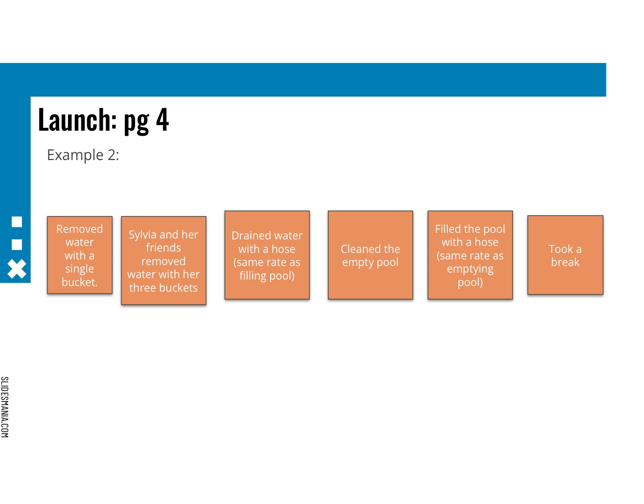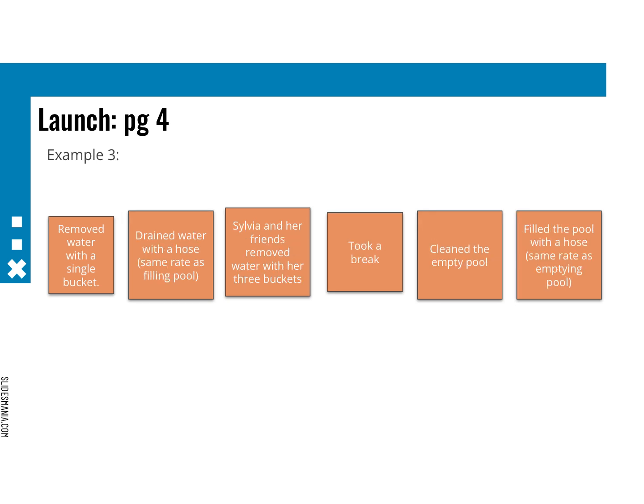Here's example number 2. She removed the water with a single bucket, and then she and her friends decided to move the water with 3 buckets. Finally she drained the water with the hose because it was taking too long with buckets. She cleaned the pool, filled up the pool with the hose, and then she took her break at the end. So this is example number 2.